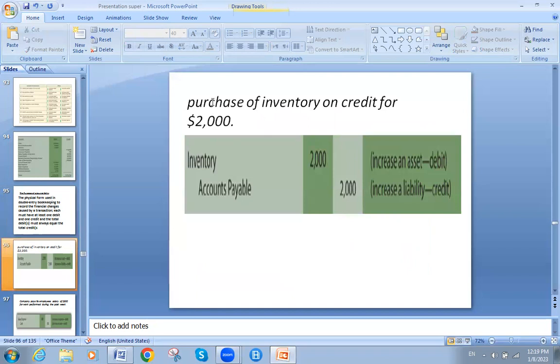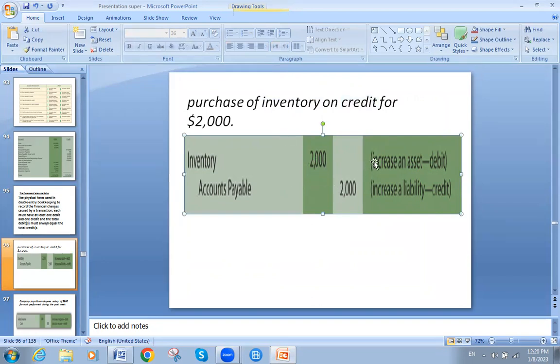Look at this: purchase of inventory on credit for 2,000. As long as it's on credit, and he didn't say the name of the one who sold it to you, then it's from inventory into accounts payable. From inventory, because this is a purchase of inventory. The name of the purchase is inventory. To credit, you will remove the word credit and put the words accounts payable. That is for 2,000.